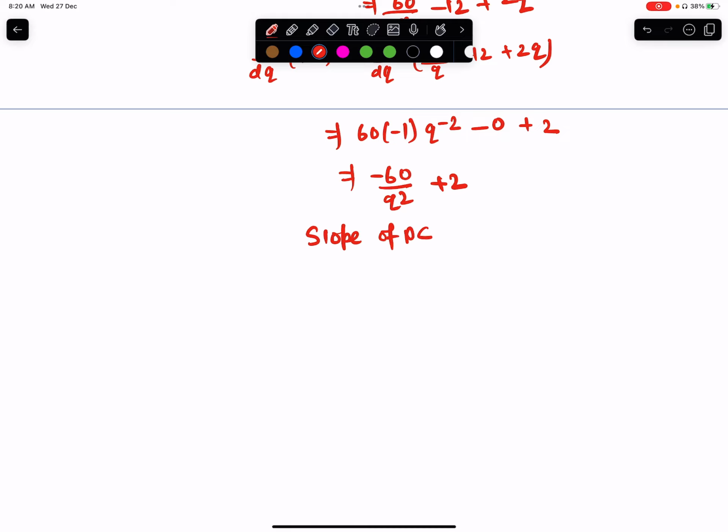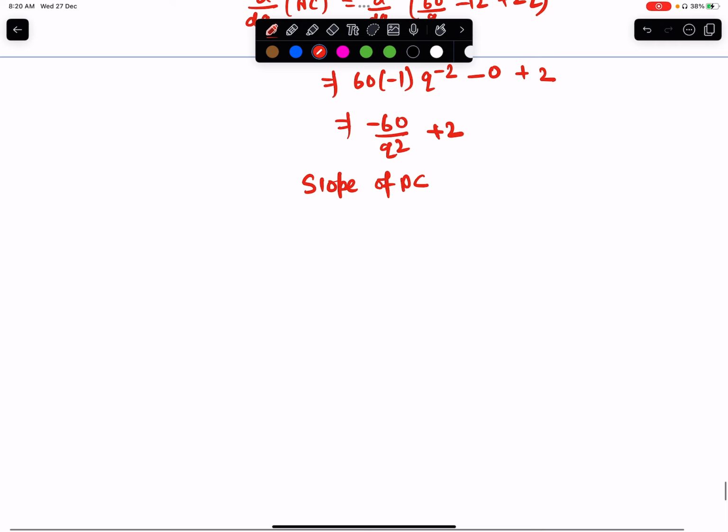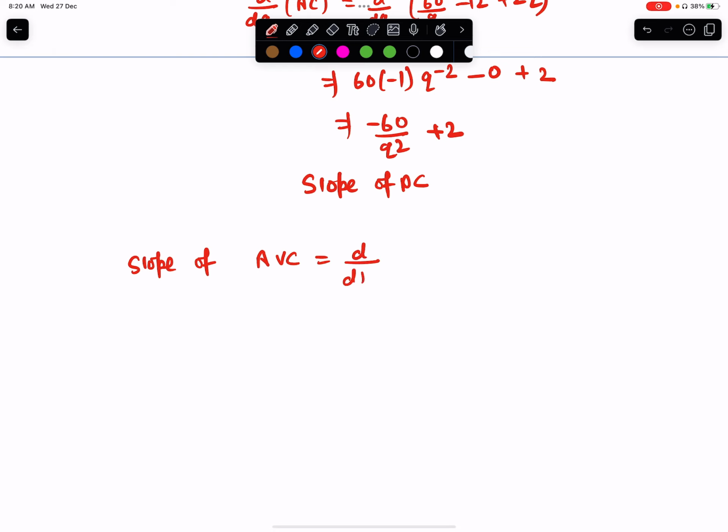If we have to find the slope of average variable cost, what will we do? The slope of average variable cost is equal to the differentiation d by dq of average variable cost. What is average variable cost? Total variable cost by output. So we will solve these questions like this. Now we have what?